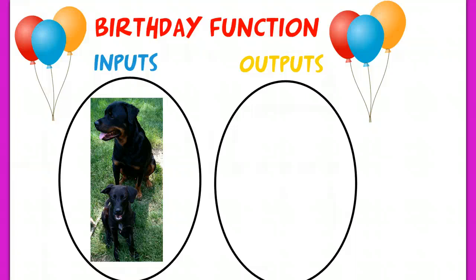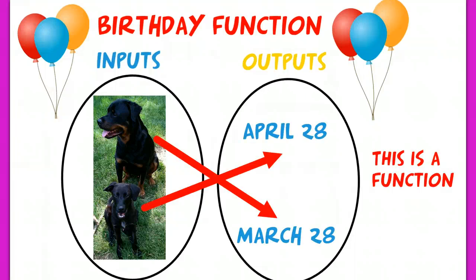I know Tank's birthday because I got him when he was a puppy, but Walt, he's adopted, so he doesn't know that. Don't tell him. But I just made up his birthday. So Tank's birthday is on the 28th. Walt's birthday is on April 28th. Okay? And again, I made that up. This represents a function. Your input has exactly one output. So Tank has one output, and that's his birthday on the 28th. Walt has one output, and that's his birthday on April 28th.